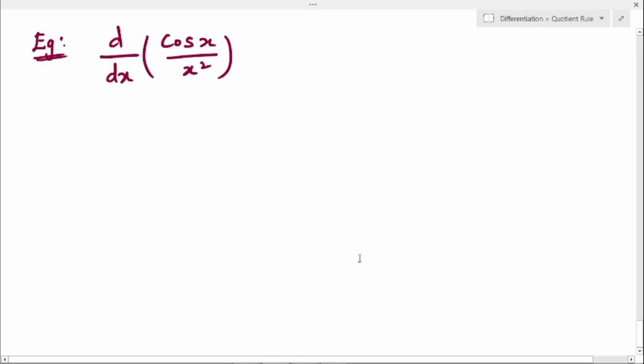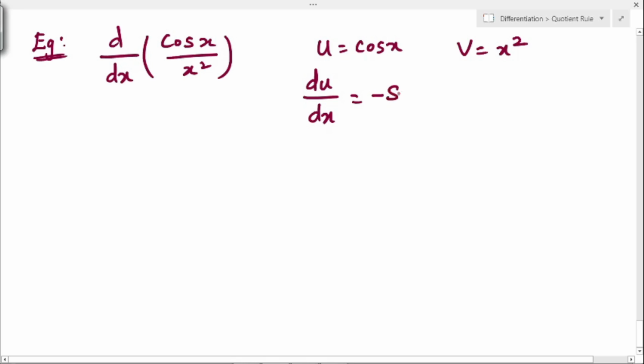Next example, by using trigonometric functions, that is d by dx of cos x divided by x². Here also the given example is in the form of u divided by v. So assume the first term is u. So u is nothing but cos x, and the second term, v, is nothing but x². So differential of u, that is du by dx, is the differentiation of cos x, which is minus sin x, and differential of v, that is dv by dx, is the differential of x², which is 2x.